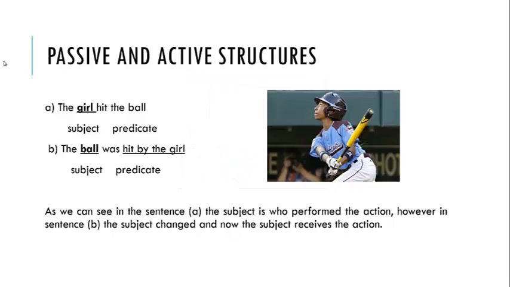Passive and active structures. As we can see here, in example A, the girl hit the ball. The girl is the subject, and she performs the action. And the predicate is hit the ball, because she hit the ball. And then we have the passive voice, and it says, the ball was hit by the girl. The ball becomes the subject, and now the subject is receiving the action, and what's the action? That is hit by the girl, right?